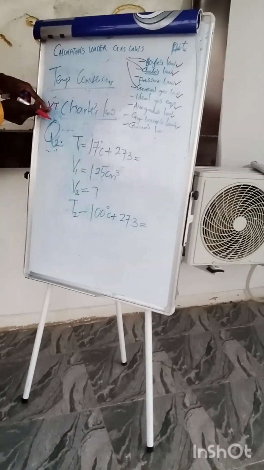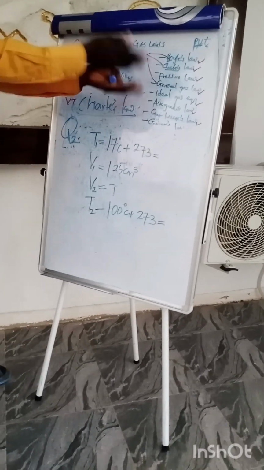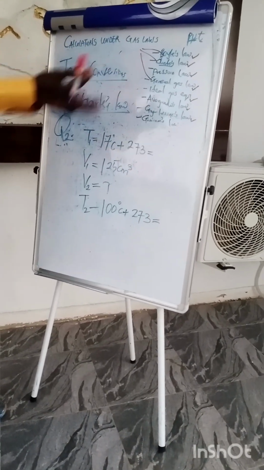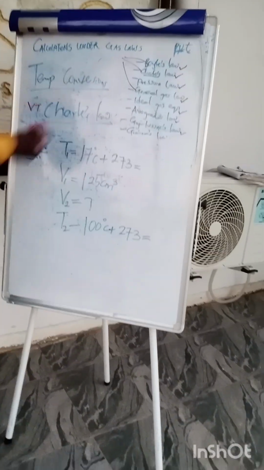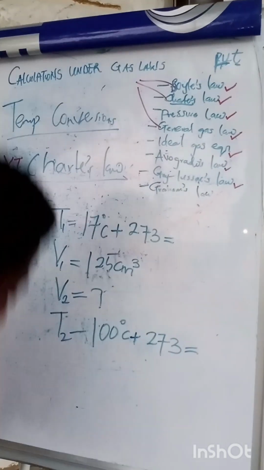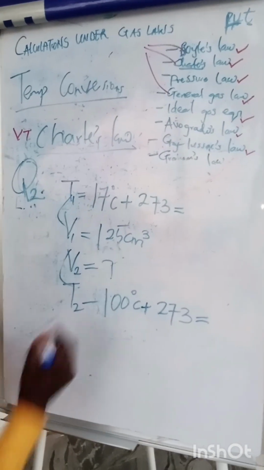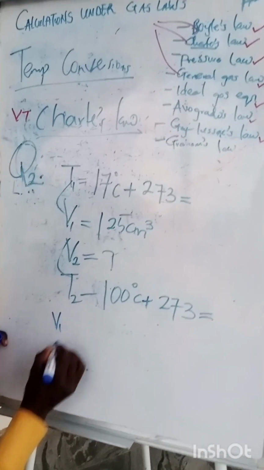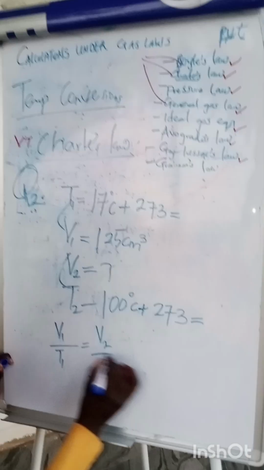Charles' law: the volume of a given mass of a gas is directly proportional to the temperature at constant pressure. Inside that question, they said that pressure is constant, so we are going to go to our Charles' law formula. And what's the formula? Very simple. Looking at what they gave, it is V over T, so V1 over T1 equals V2 over T2.